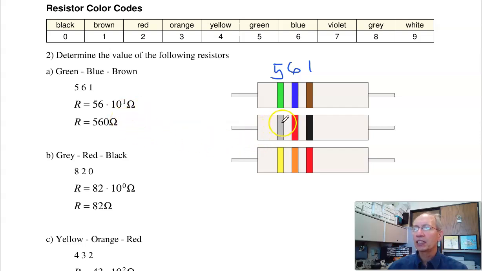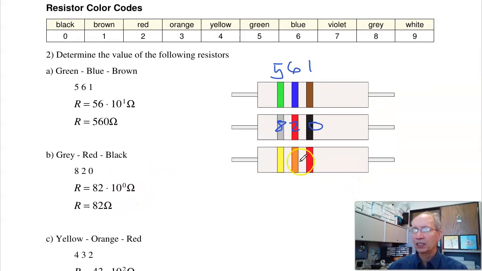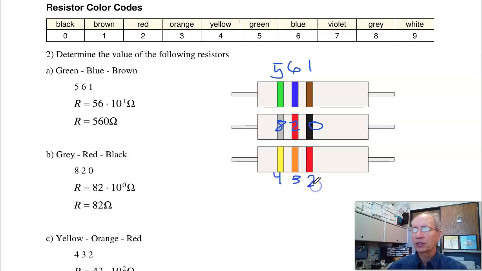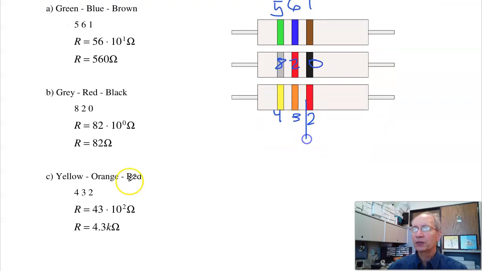Gray, red, black is 8, 2, 0. 82 times 10 to the 0, 82 ohms. And yellow, orange, red, yellow is 4, 3, 2. That's 43 times 10 to the 2 ohms, 4.3K. So just by looking at the colors, I can tell you what the resistor is.